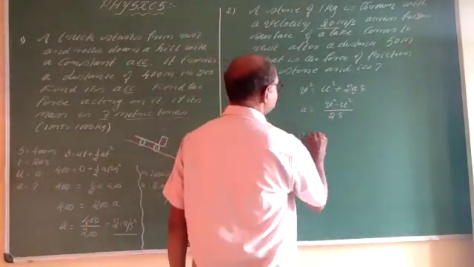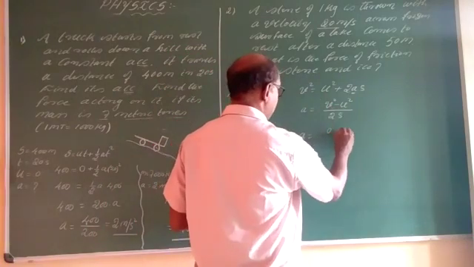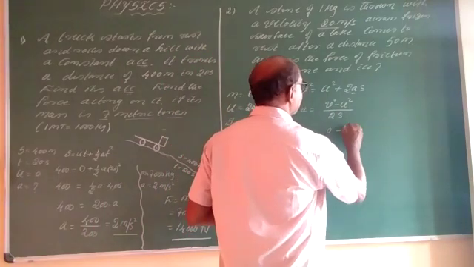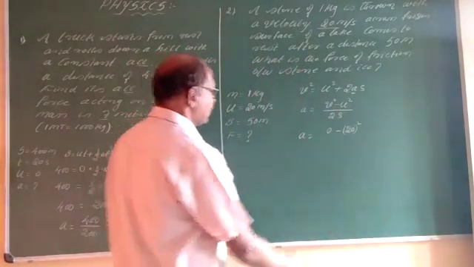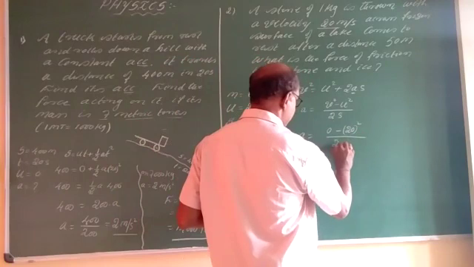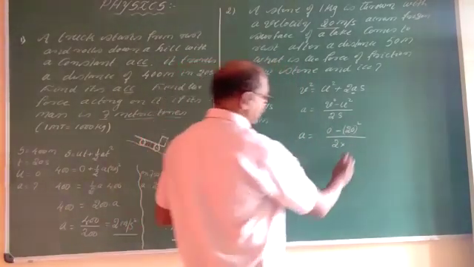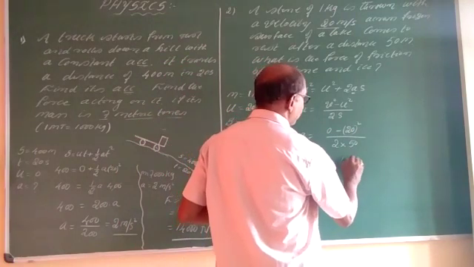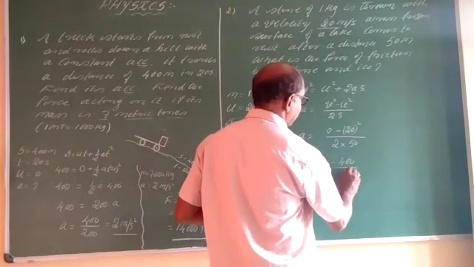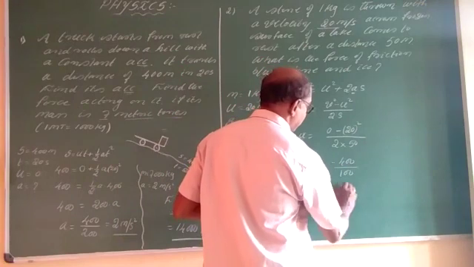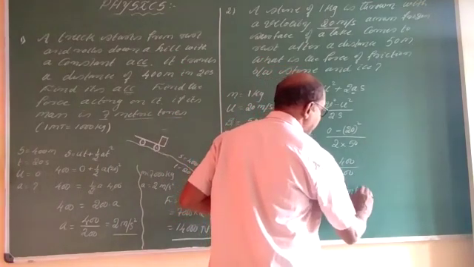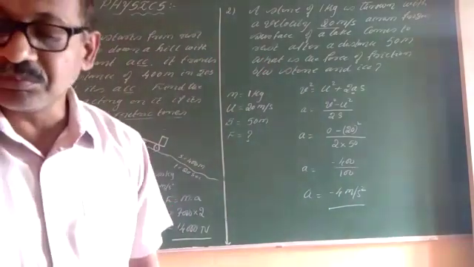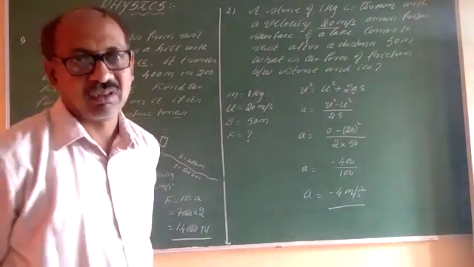Therefore, A is equal to V, which is 0, minus U, which is 20 square, divided by 2 into S, which is 50. Therefore A is equal to minus 400 divided by 100, so A is equal to minus 4 meters per second square.